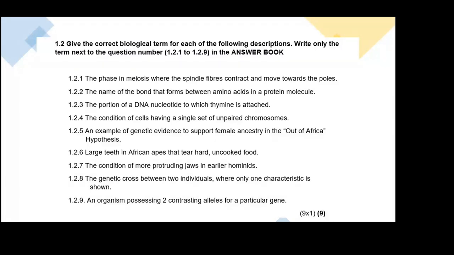Anyone still busy with 1.2? Otherwise, I will put up the memo and go through it. I'll put up 1.1 again for those who must still mark. But are there any questions, or anyone still busy with 1.2? Please raise your hand or just send a message in the chat.